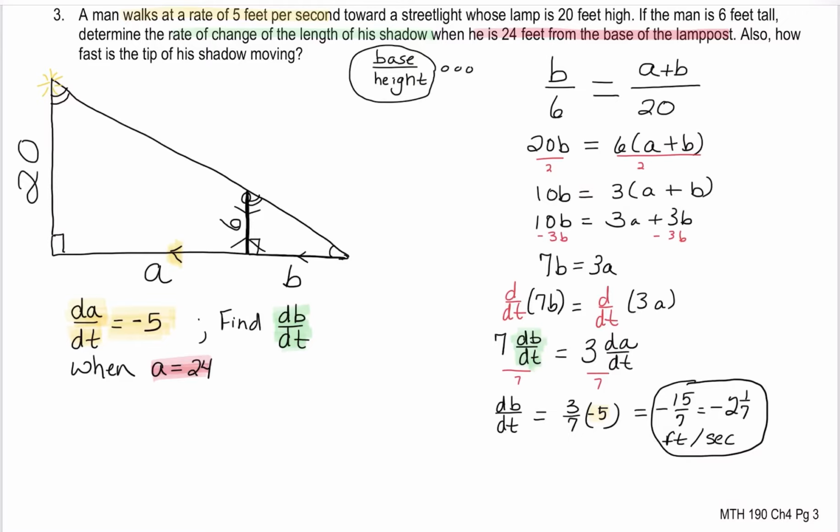So this is the rate of change of the length of his shadow. The negative makes sense because that length is also getting smaller as he goes towards the light. The length of his shadow is decreasing, so getting that negative makes sense.